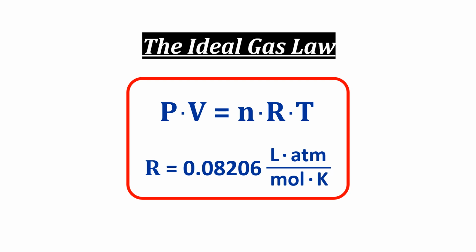So what is in the ideal gas law? You have pressure, volume. N is represented as the number of moles of the molecules within that volume. R is a constant and is equal to 0.08206. And T, of course, is the temperature.